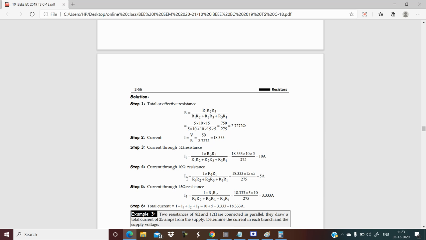So we have calculated I1, I2, I3, and we calculated I already. For cross checking whether the individual currents are correct or not, you add I1, I2, I3, and we will get 18.33, which is equal to the total current we have already calculated. This is a cross check point. So this is how you have to calculate when three resistors or two resistors are given.